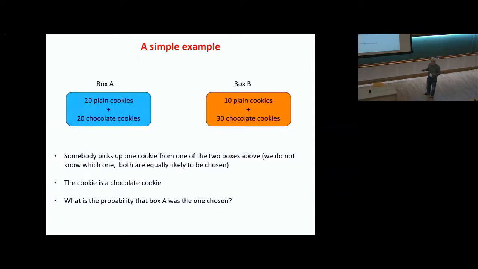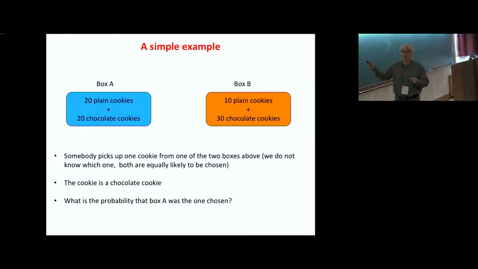So that's the question. We have some observation here. You see, it's a very simple problem. The observation is just a chocolate cookie. It could have been a plain cookie, so it's a binary variable. Sigma is a chocolate cookie, and tau is actually going to be A or B. So it's just a two-bit problem, and that's what we want to compute.